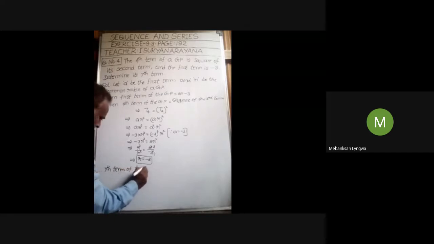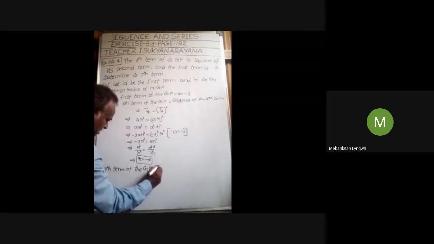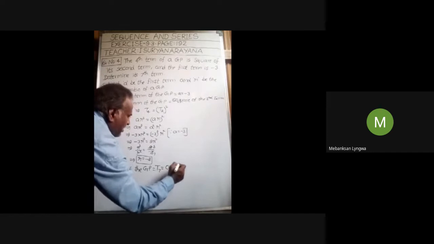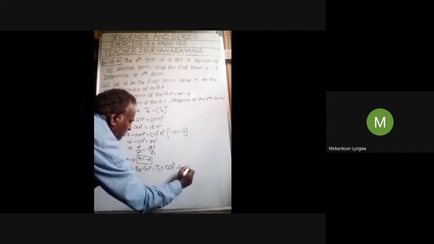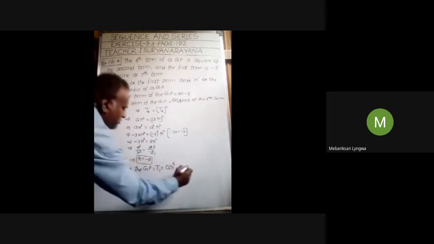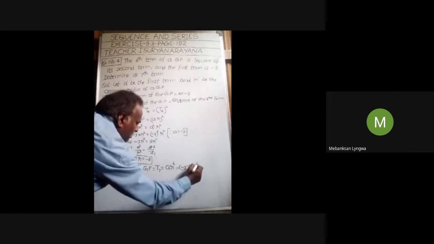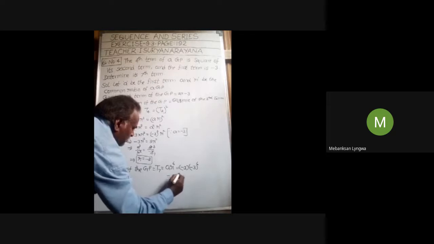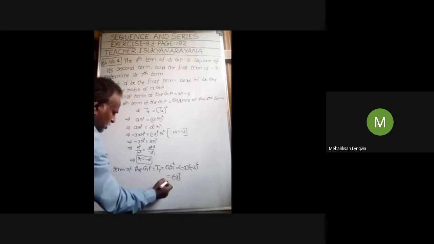Then we have to find the seventh term of the geometric progression. Therefore, seventh term of the geometric progression, that is T7, is a r power 6. Yes or no, my children? That is equal to, what is a here? Minus 3 into, what is r here? Minus 3 whole power 6. What will we get here? Minus 3 whole power 7. Yes or no, my children?